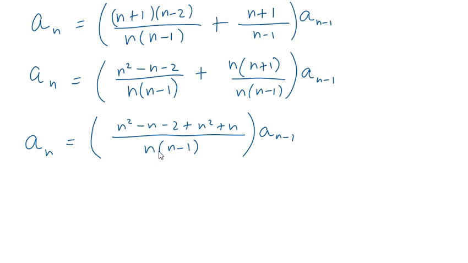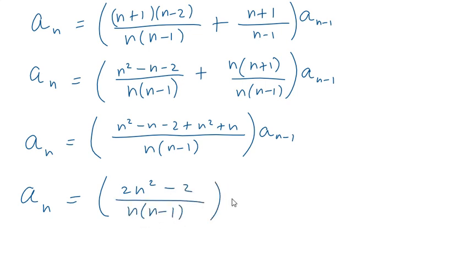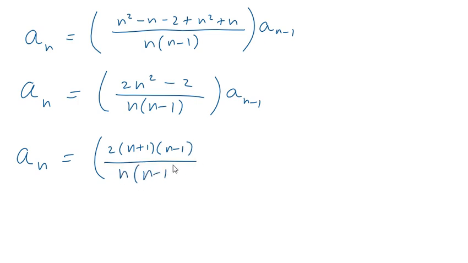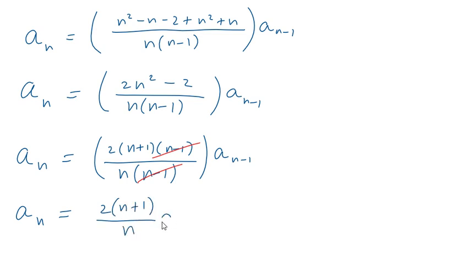Now, we can cancel negative n and plus n, and then come up with (2n squared minus 2) all divided by n times (n-1), this fraction multiplied by a_(n-1). Now we can factor the numerator to get 2 times (n+1) times (n-1), and then we have over n times (n-1) times a_(n-1). Now we can cancel n-1 and have the formula a_n equals 2(n+1)/n times a_(n-1).